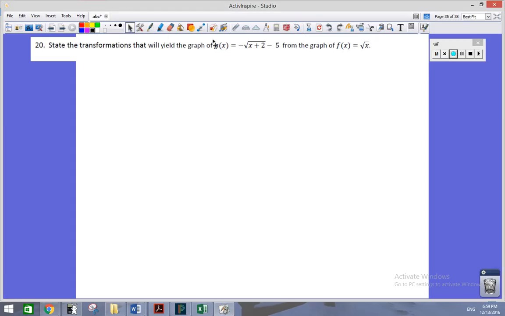So here they're giving us a parent function that's the square root function. So we've got this f of x is equal to the square root of x. And they want us to describe in words how you would transform this graph into the graph of g. Well, the first thing that we would do to transform this, we do the transformations inside the function before you apply the function, and that's x plus 2.